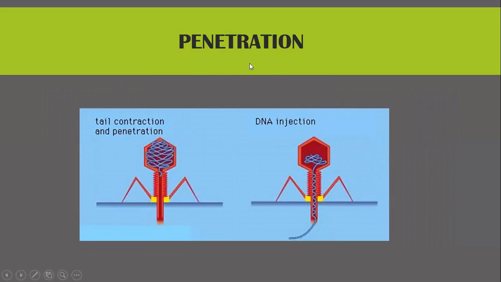The next process is penetration. A few minutes after attachment to the host cell surface, this part of the host cell surface where it is attached will get degraded. Now this happens because at the region of the base plate, the bacteriophage has a lysozyme. This is an antibacterial enzyme which will help in dissolving the cell wall at the region of contact.